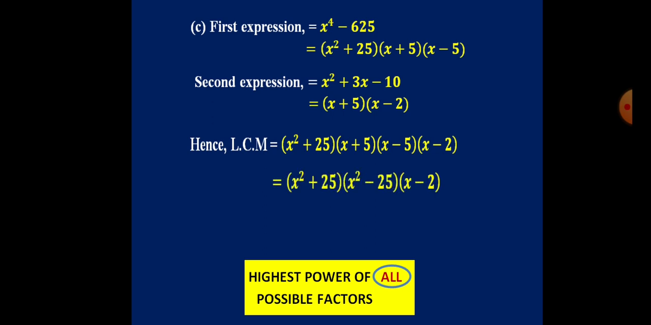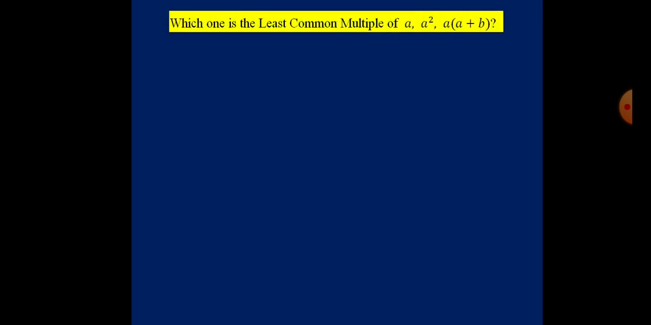You can see that x plus 5, x minus 5 can be written as x square minus 25, and there is x minus 2. And from the first two terms, x square plus 25, x square minus 25, this is actually x to the power 4 minus 625 and x minus 2. This is the final result of the LCM of our problem. So simple, right? Okay, creative questions are done.